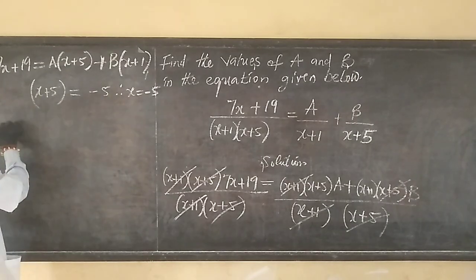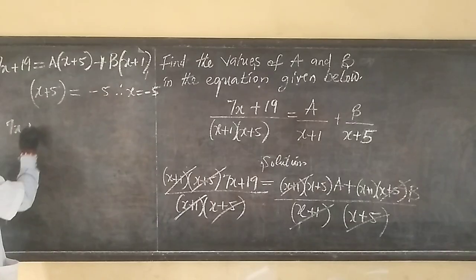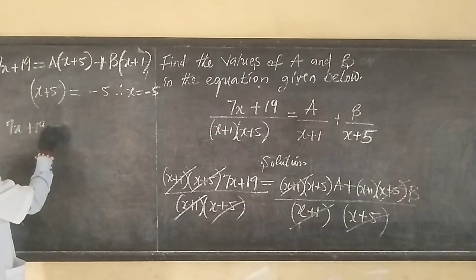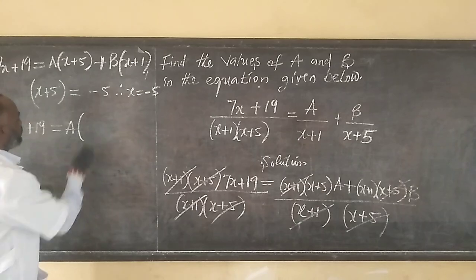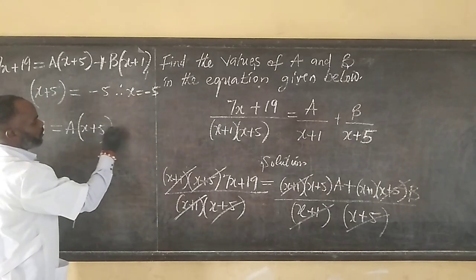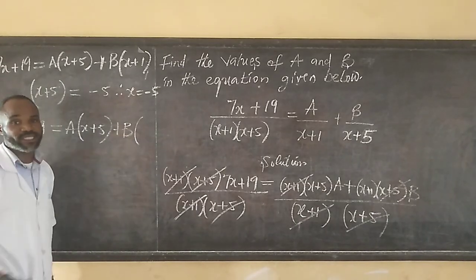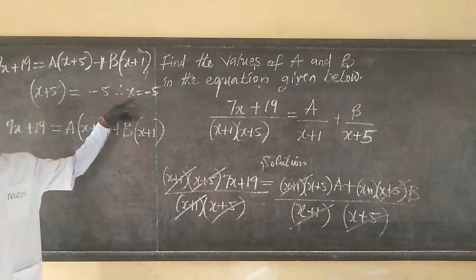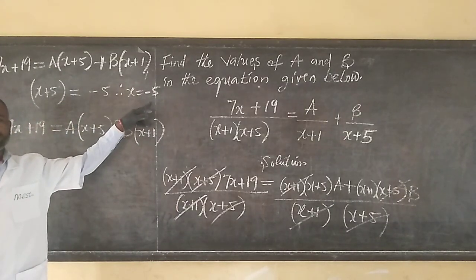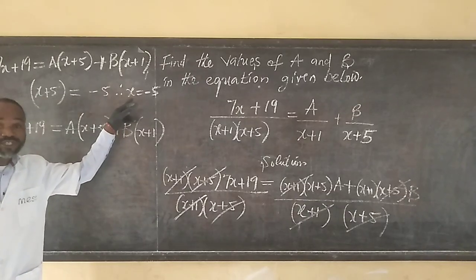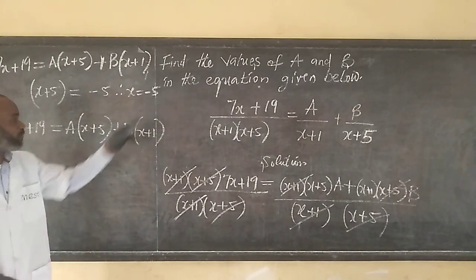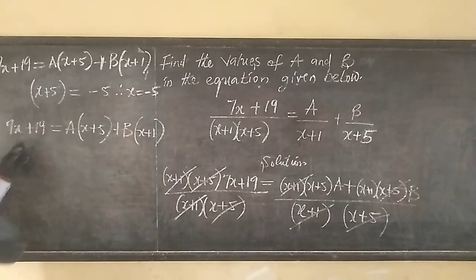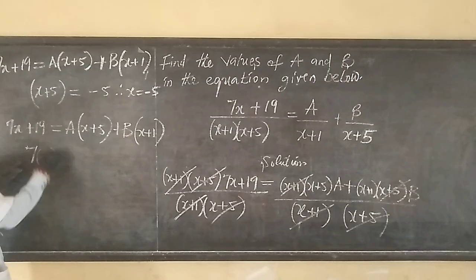So we go 7x plus 19, all right, equal to a, x plus 5 plus b, bracket open, x plus 1. So let's go and substitute, where x is minus 5. Anywhere there is x, we substitute with minus 5. So there is x here. We are going to substitute. This becomes 7, instead of 7x, 7 times minus 5. Okay?